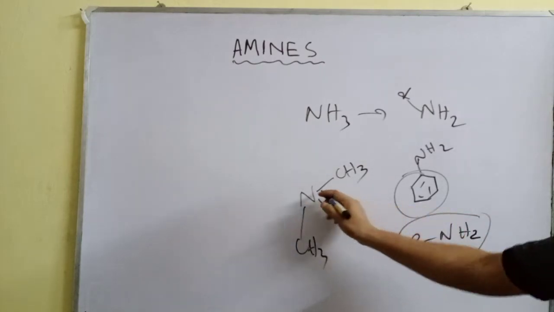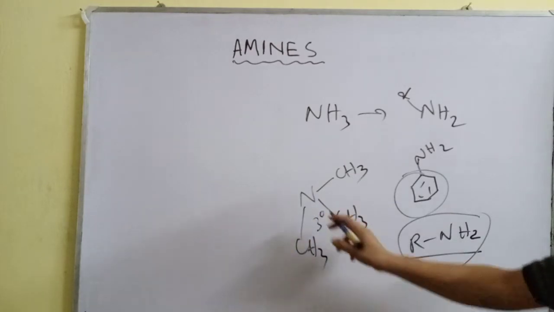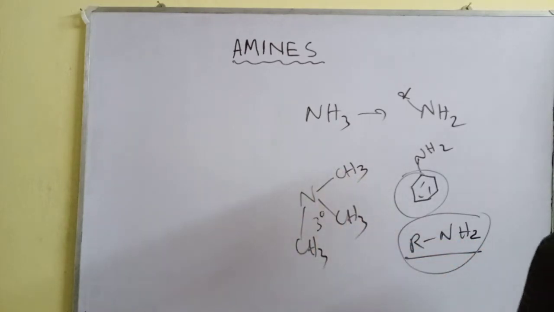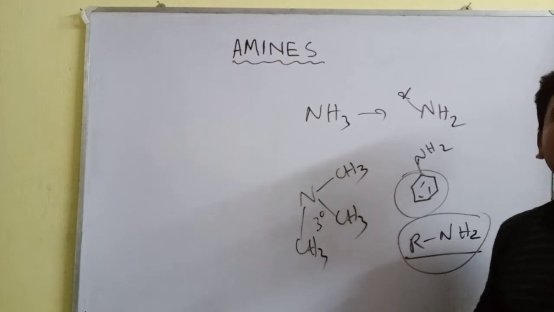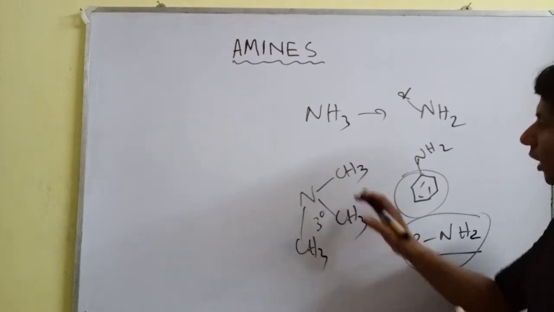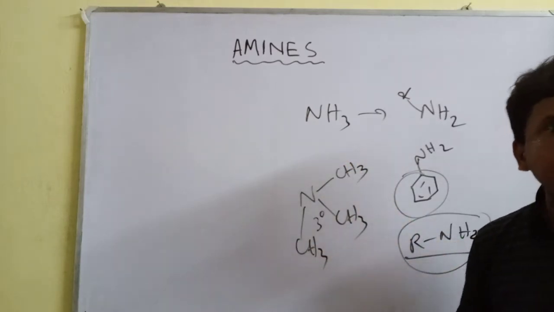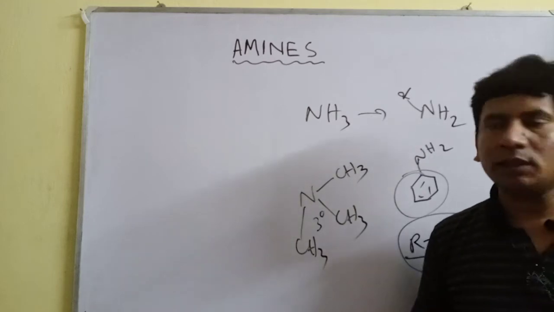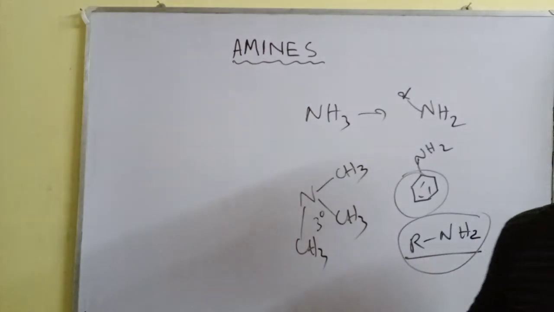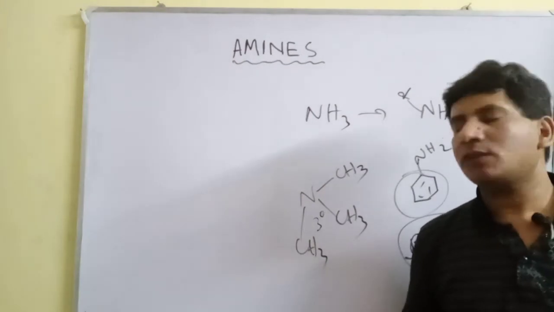This is a 3 degree amine, because this nitrogen contains three carbons. This is an alkyl group, so this is an alkyl amine. In this way the nomenclature is done. And what will be the structure?